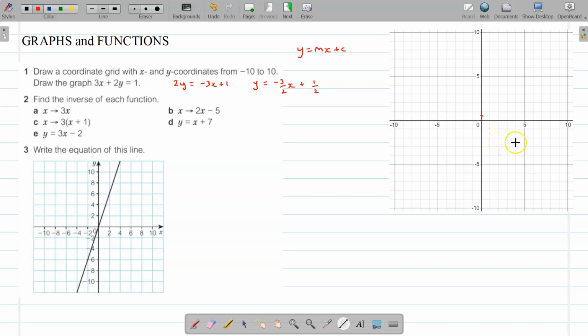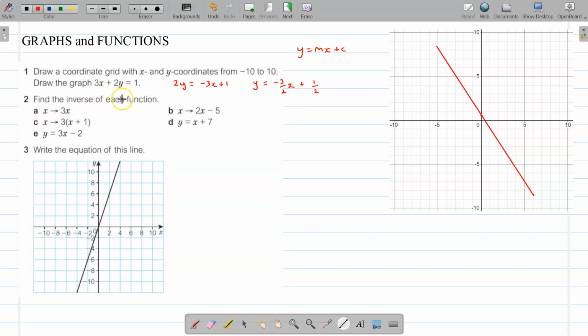Okay, so 2 across and down 1, 2, 3. So it's coming through here, 2 across, 1, 2, 3. So it's coming from about here. I'm going to start here, go through that point, and it's continuing up there like that. Okay, so that's the line with equation 2y plus 3x equals 1.